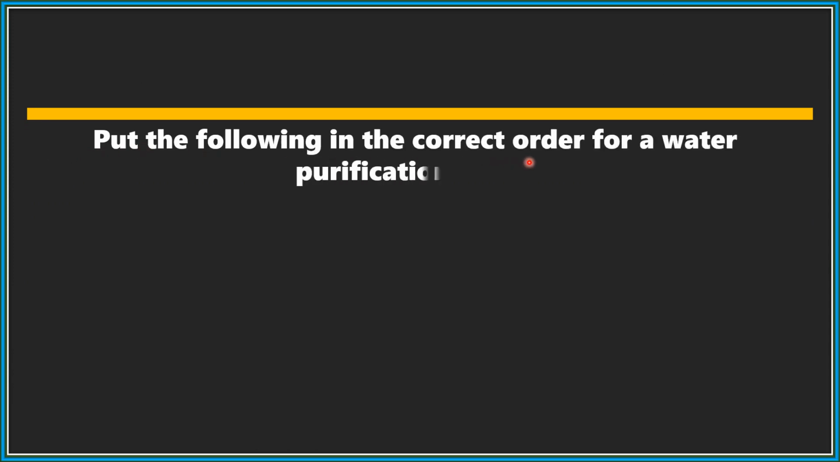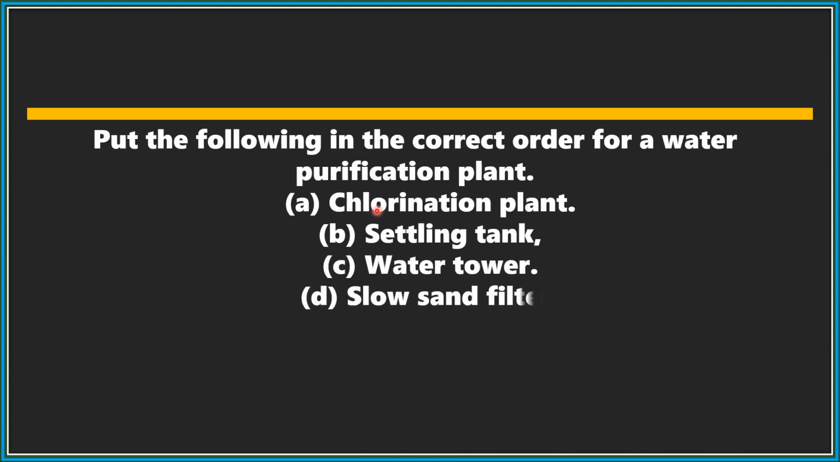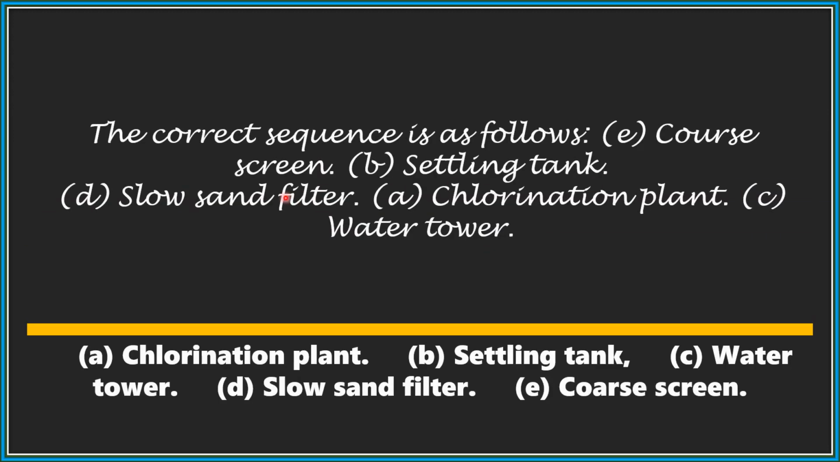Put the following in the correct order for a water purification plant: chlorination plant, settling tank, water tower, slow sand filter, coarse screen. The correct sequence is as follows: coarse screen, settling tank, slow sand filter, chlorination plant, water tower.